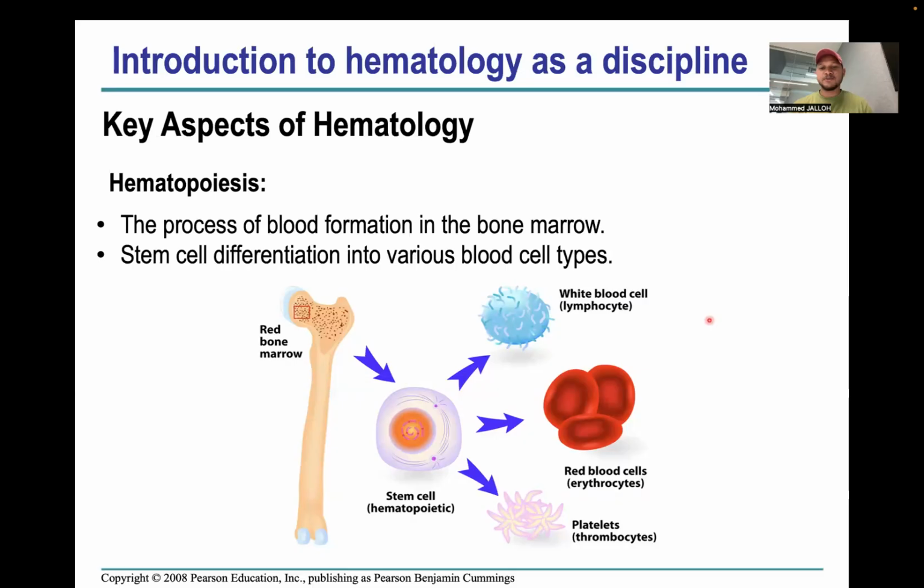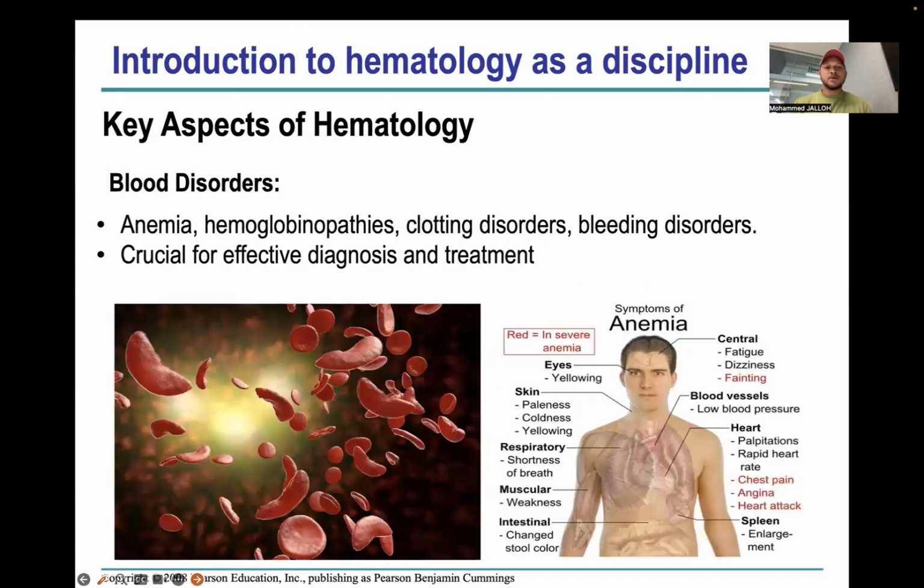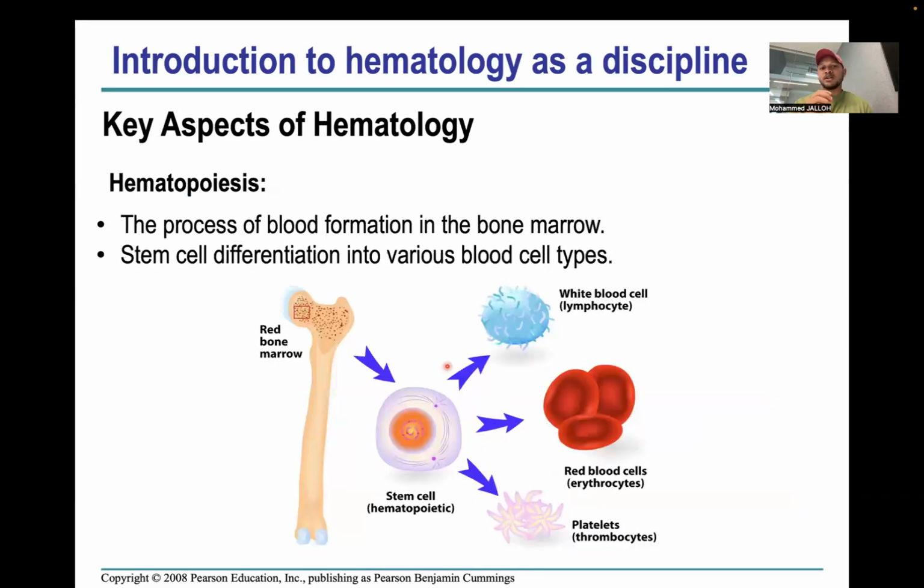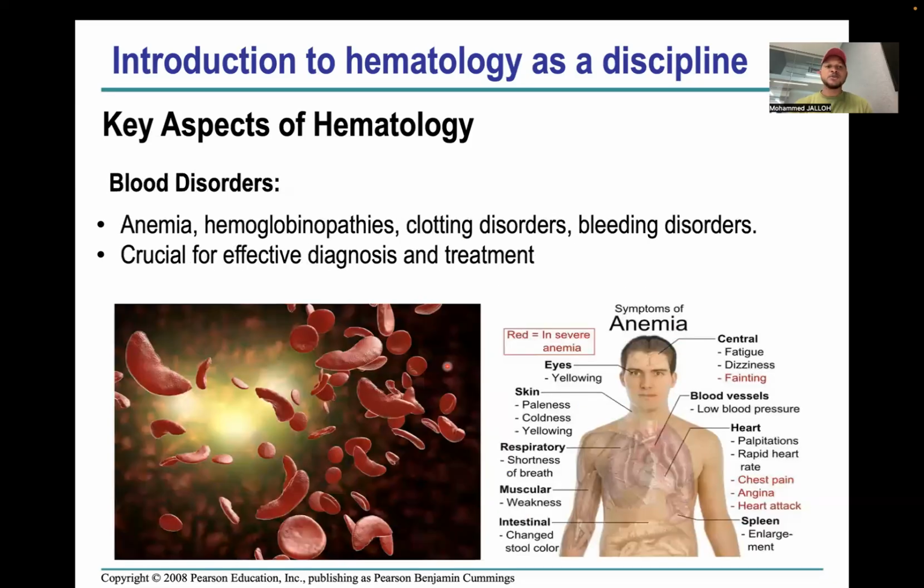All right. So let's move on. The next thing we want to talk about is blood disorders. We are still looking at key aspects in hematology, right? We are looking at hematopoiesis. First of all, we talk about blood, right? How it's developed and what it becomes after it's developed. So we'll talk about blood disorders as well, which is another aspect of hematology.